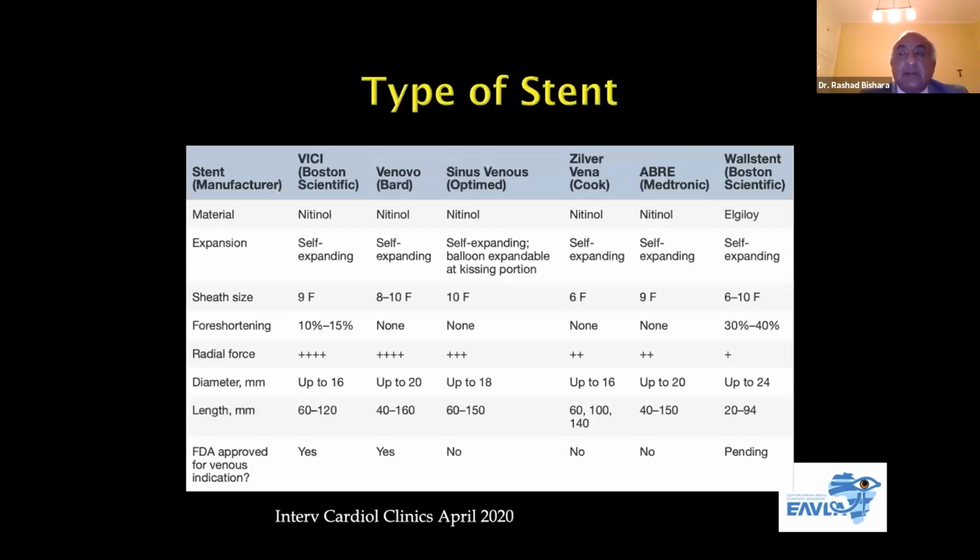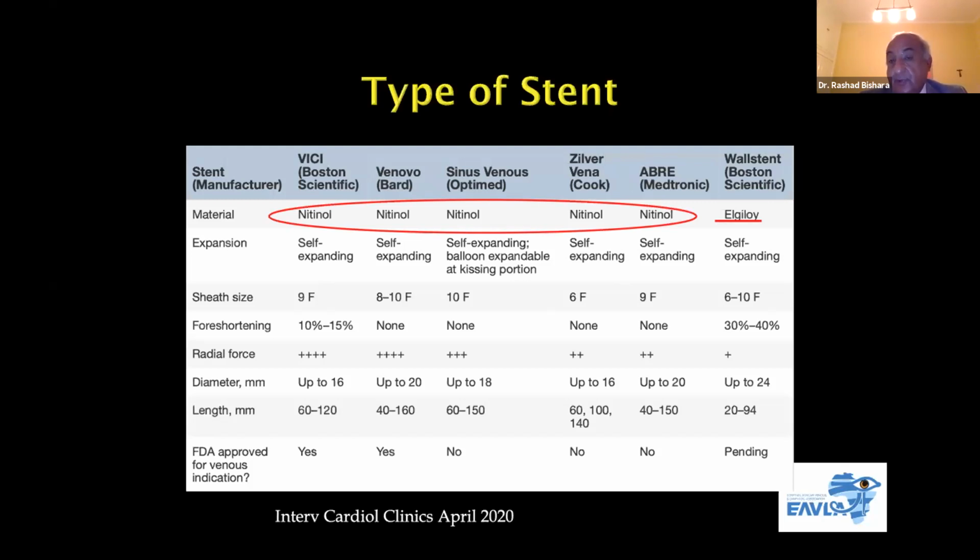The stent material: the Wallstent was available for a very long time. It was the only stent available. So there are plenty of studies in the literature describing the results of Wallstents for iliac vein stenosis. Recently, there have been dedicated stents for the venous system. And as you may notice, all the dedicated venous stents are made of nitinol.